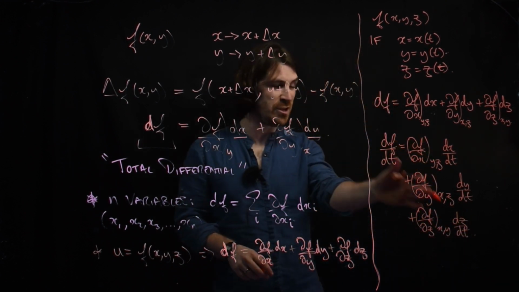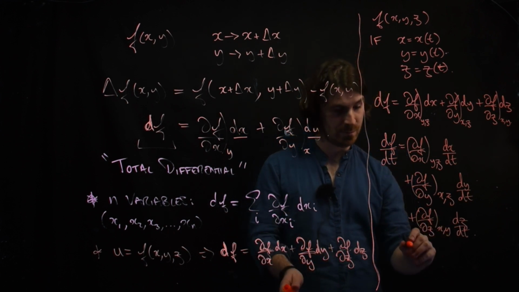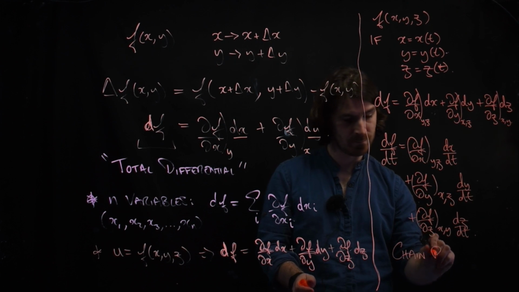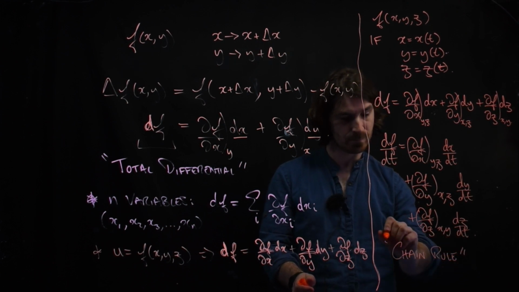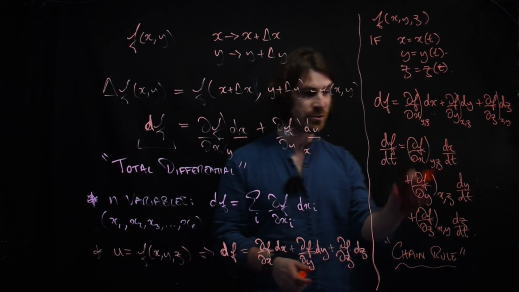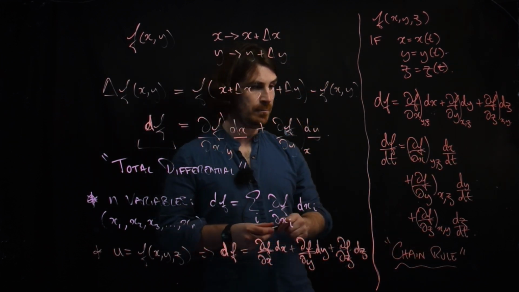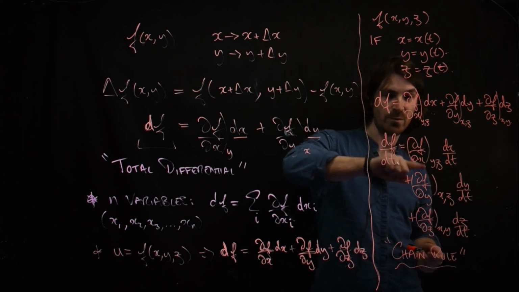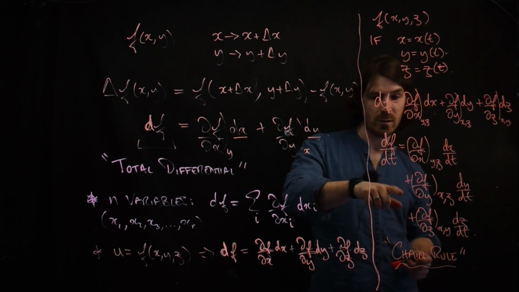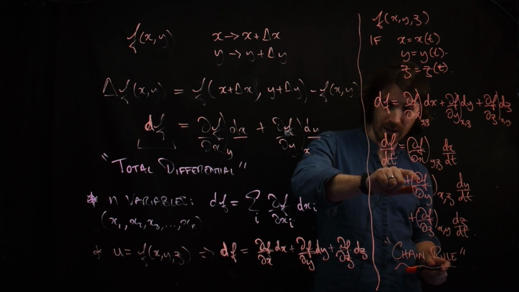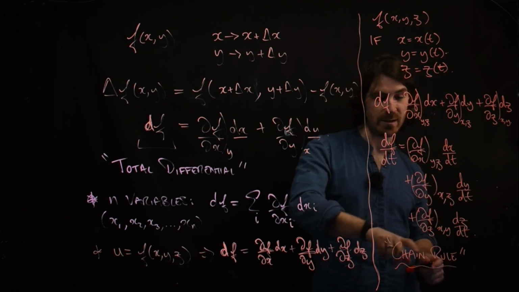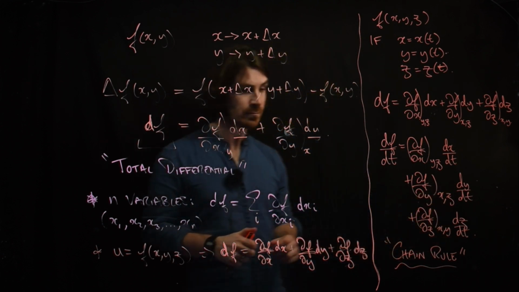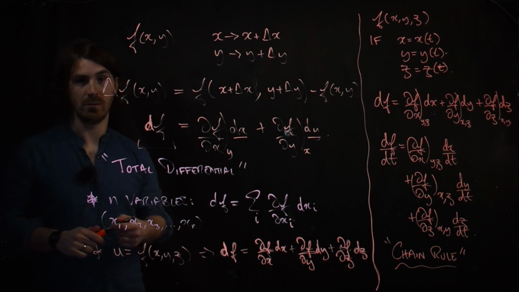So this is like the chain rule, the chain rule for partial derivatives. df by dt is the partial derivative of f with respect to x times dx by dt, plus the partial derivative of f with respect to y times dy by dt, plus the partial derivative of f with respect to z times dz by dt. So this is a useful chain rule.